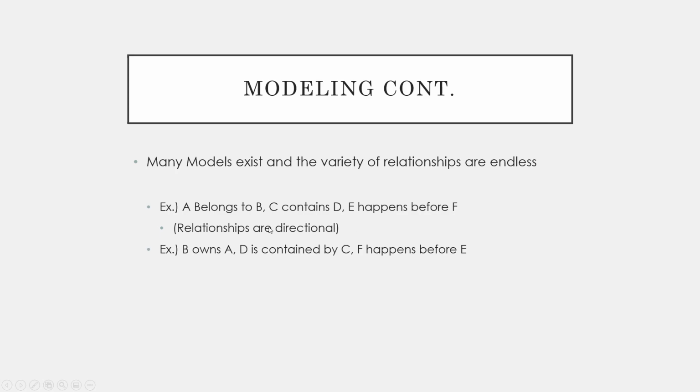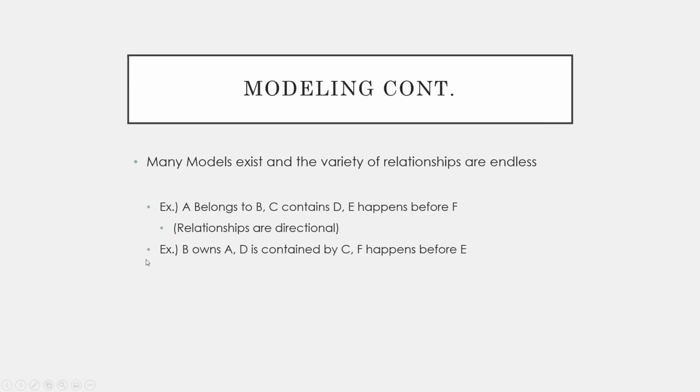And these relationships are directional, right? A belongs to B does not mean that B belongs to A. These are directional. C contains D does not mean that D contains C. So our model relationships are directional.